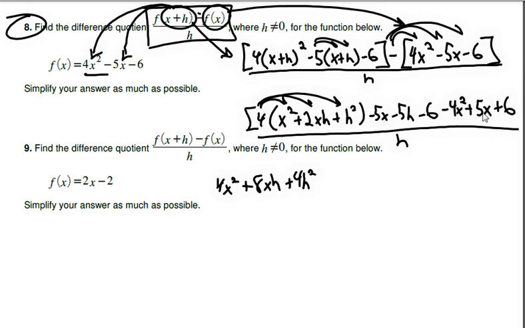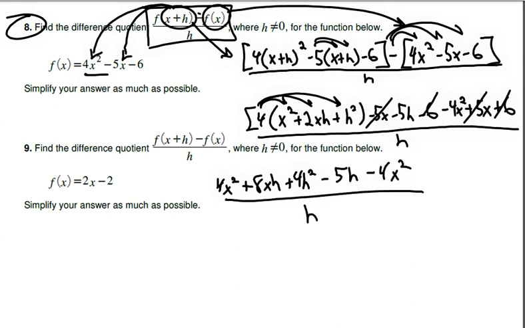Now, as I'm looking at the rest of this over here, I notice I have a minus 5x and a plus 5x. I have a minus 6 and a plus 6. That makes my life a little bit easier. I now just have a minus 5h and a minus 4x squared in the numerator all over h.